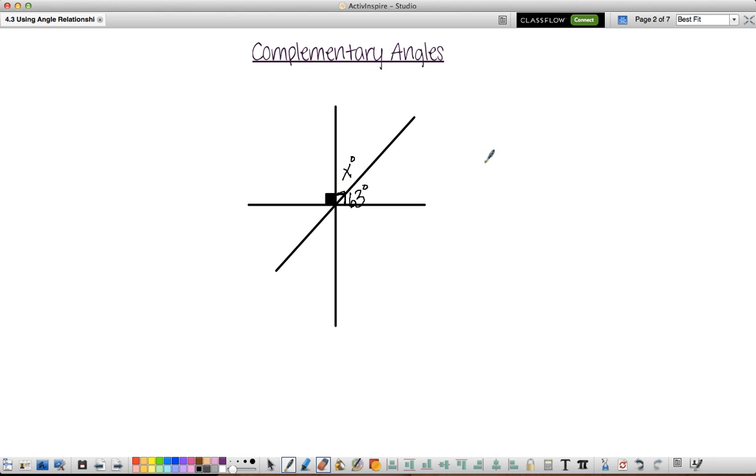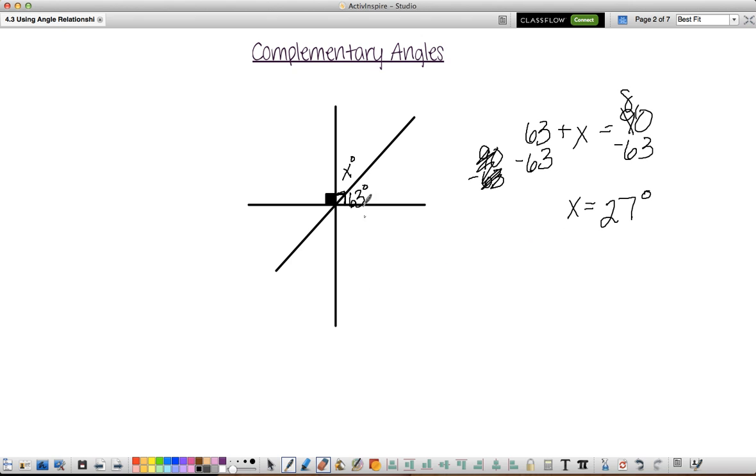x has to be equal to 90 minus 63. Or what I can say is I know that 63 plus x, because they're complementary, has to give me 90 degrees. I end up subtracting 63 from both sides, and I end up with x is equal to 10 minus 3 is 7, 8 minus 6 is 2, so x is equal to 27 degrees. Okay, so now we know that this angle is 27 degrees because we knew that this angle here and this angle here were complementary.